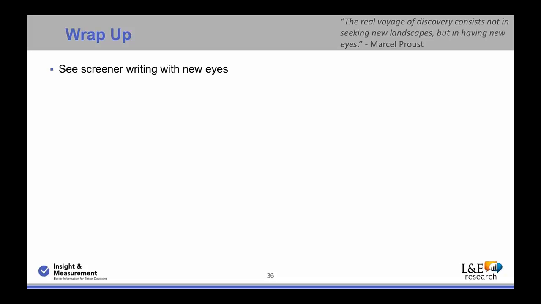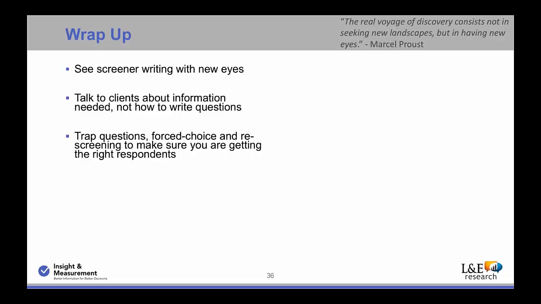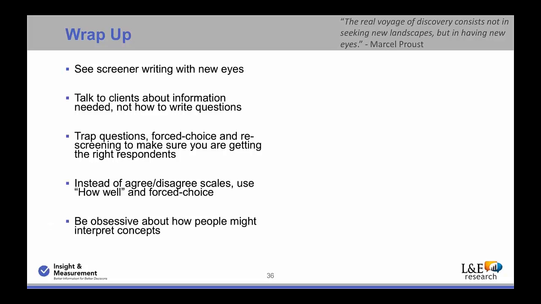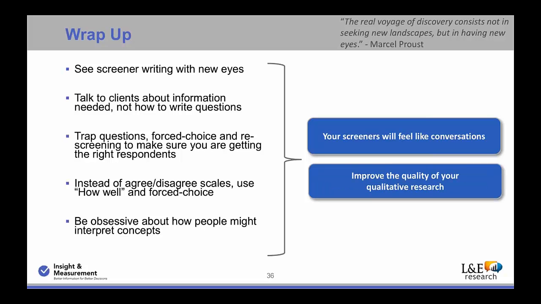Just to wrap this all up, I hope that you see writing screeners with new eyes. It's really about talking to clients about the information they need, not how to write questions. That's enormously helpful. Using trap questions, forced choice, and re-screening makes sure we get who we really want. Instead of agree-disagree scales, use "how well" and use some forced choice exercises. It's really important to be obsessive about how people might interpret concepts. In the end, your screeners will feel like conversations. It'll improve the quality of our qualitative research because we'll get the right people and have fewer errors. And honestly, this will save you time and money.